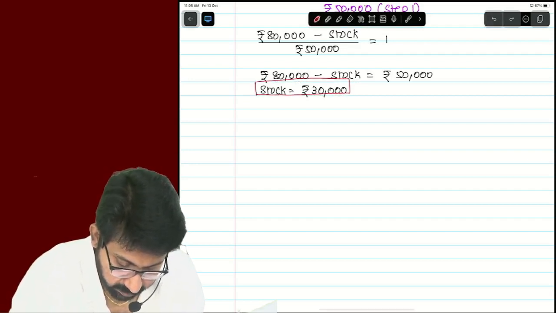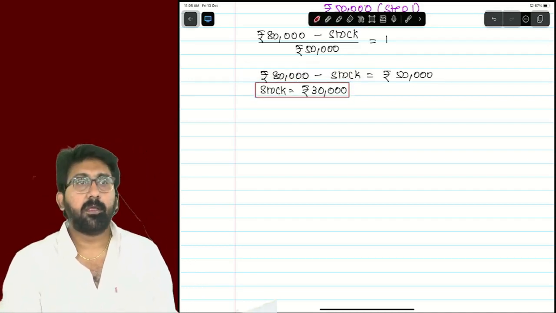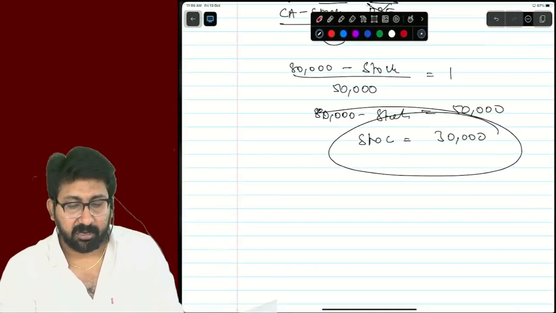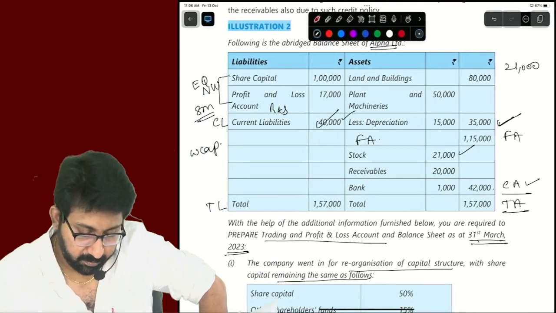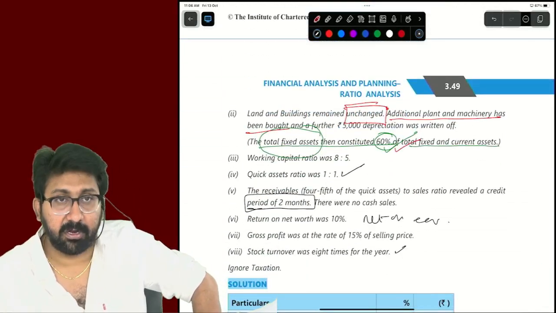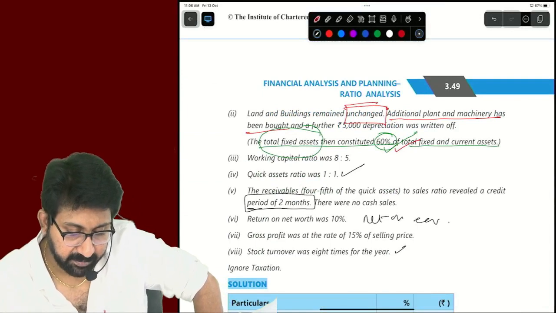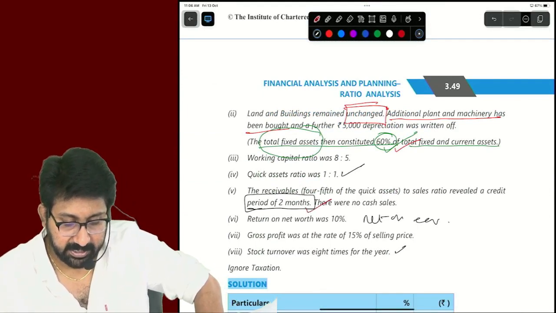Stock. Sir, why will stock be useful? In what way will the stock calculation be useful for our question? First thing, using the stock, the velocity has been given in the question. If you can see there, the stock velocity was given or not? What is the stock velocity that was given in the question? 2 months.